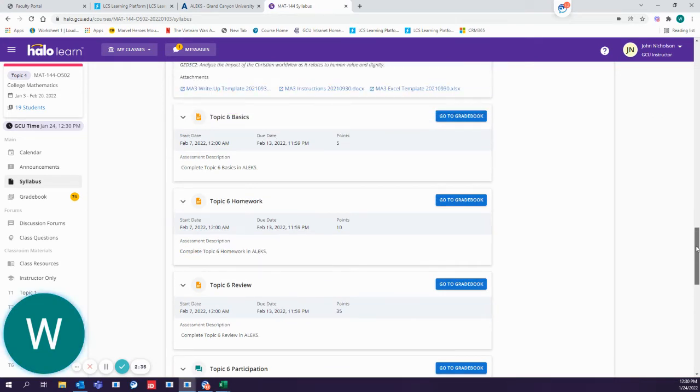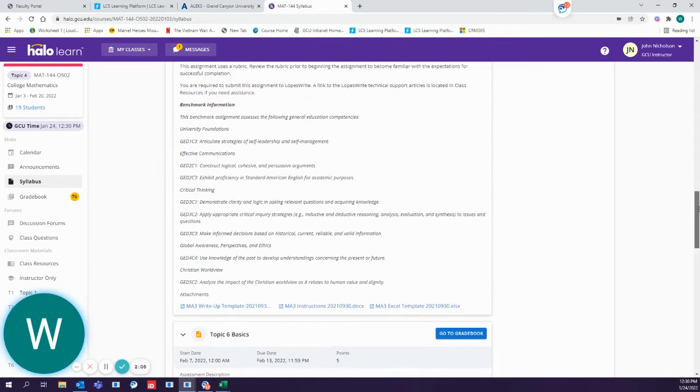Then, of course, there are the ALEX assignments, of which there are 3. The basics, which you have been working on throughout the class, are mostly preliminary pre-algebra material. If you've done well this far, you're probably mostly done with them. The Topic 6 homework is the 25 questions you do every week on the subject matter of statistics. And then finally, the Topic 6 review.